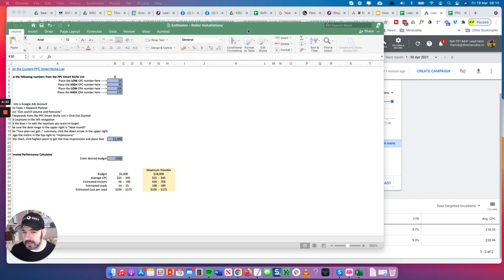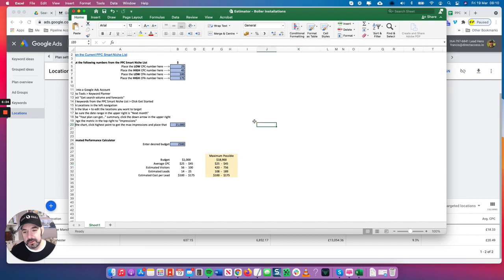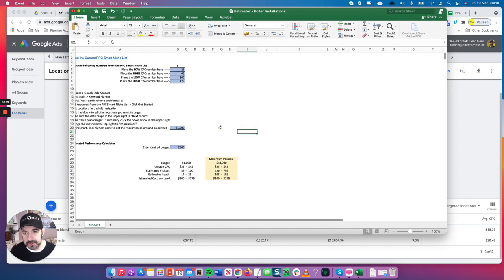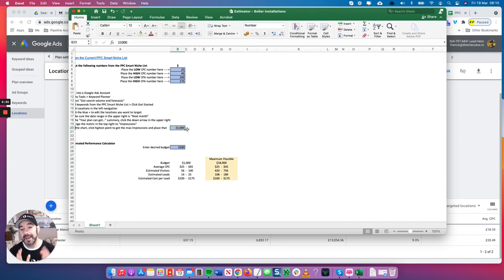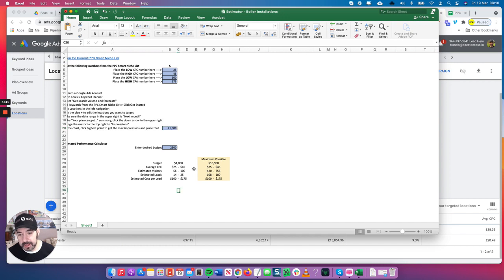And then what I do is I plug it into a little calculator I have here. I put the impressions in here. 21,000 is the maximum. And now what we normally see is that boiler installation leads can range from about $100, which is about 70 pounds, to $175. That's the cost per lead.